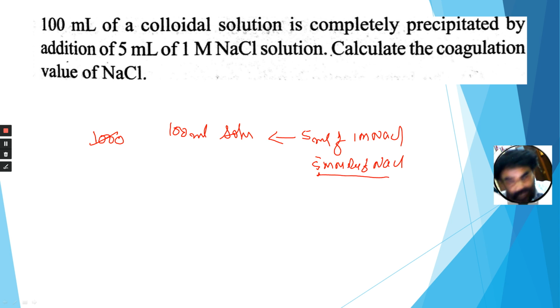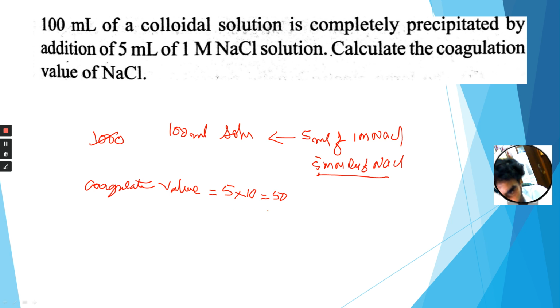What is the coagulation value? It is the total number of millimoles of sodium chloride required for 1 liter of the colloidal solution. So the coagulation value is, per liter you have to calculate: 5 millimoles is for only 100 ml, so per liter you multiply by 10, that is 50. Remember, 50 is the answer. This is the coagulation value of sodium chloride for this colloidal system.